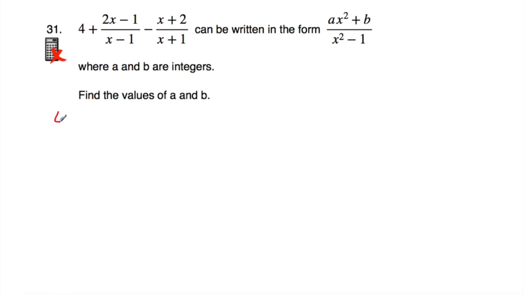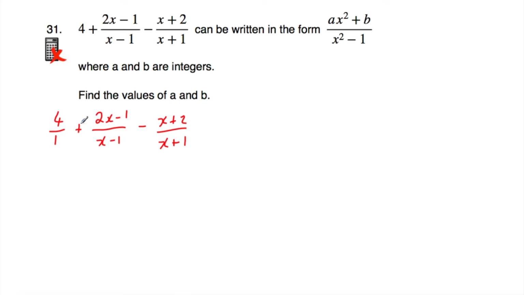So we've got 4, that's 4 over 1 plus, and then we've got 2x minus 1 over x minus 1 minus x plus 2 over x plus 1. So we want to get a common denominator here. So we've got 1, x minus 1, and x plus 1. So I'm thinking if we have x minus 1, x plus 1, that'll be a good common denominator. So let's find three algebraic fractions with a denominator of x minus 1, x plus 1.